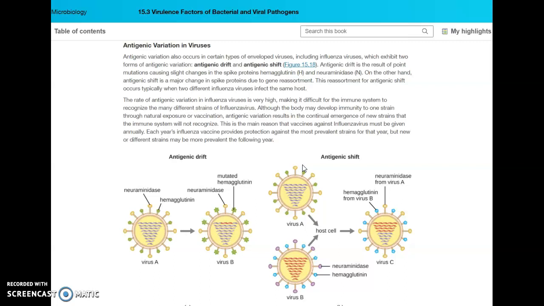And this is why we have new flu vaccines, because we may develop some immunity to this strain, or maybe we have immunity to this strain here. But when this new virus comes out, we don't have immunity to that one anymore because it looks completely different. So antigenic drift and antigenic shift occurs differently in viruses than it does in bacteria.